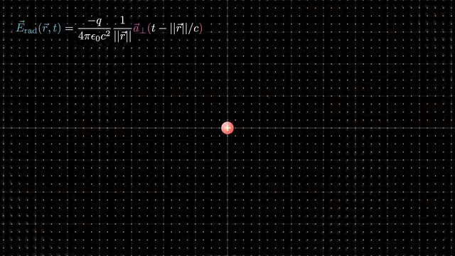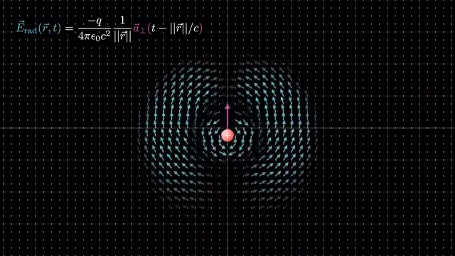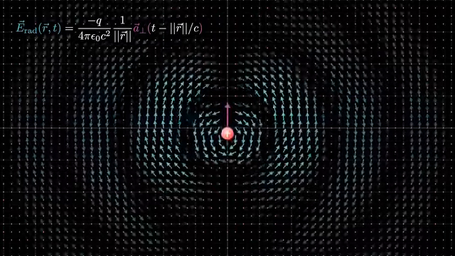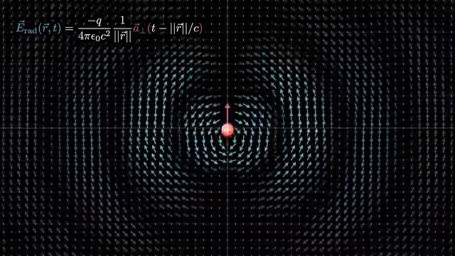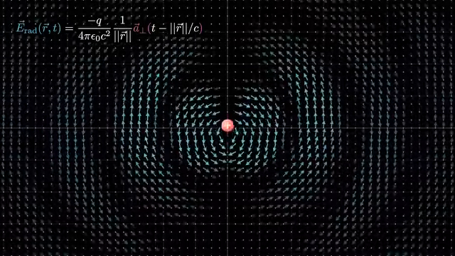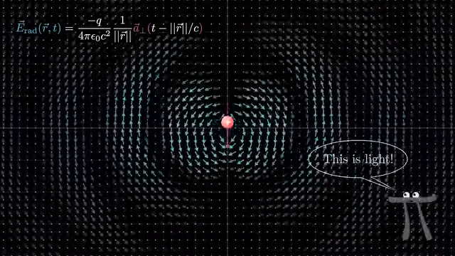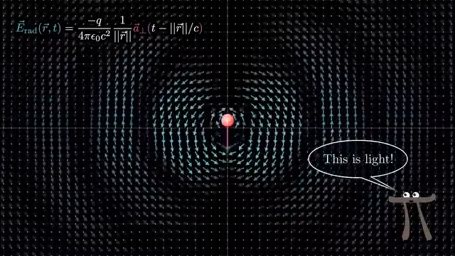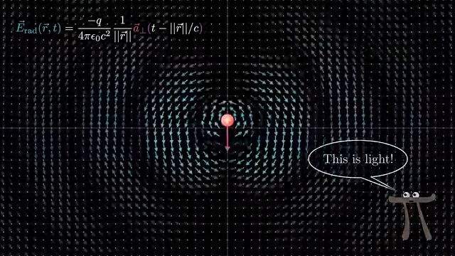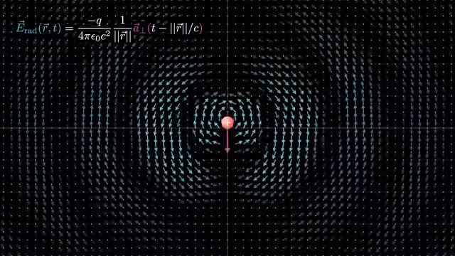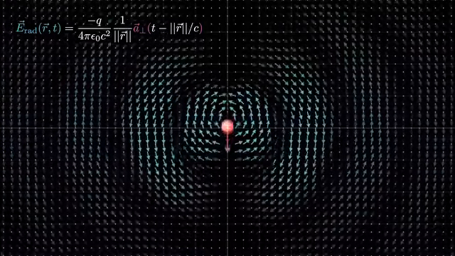For instance, when the charge is oscillating up and down, you get these propagating waves. And for many of the vector fields I'll be showing, the intensity of the field is illustrated with the opacity of each little vector. This radiating influence is light, or more generally, electromagnetic radiation, including things like radio waves and X-rays and all that good stuff.